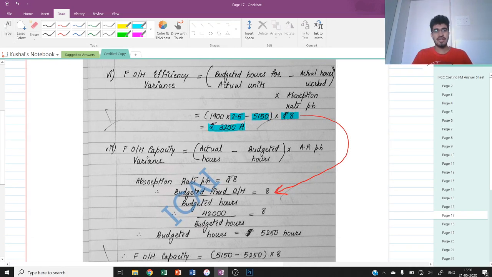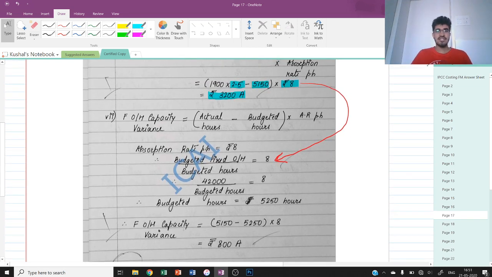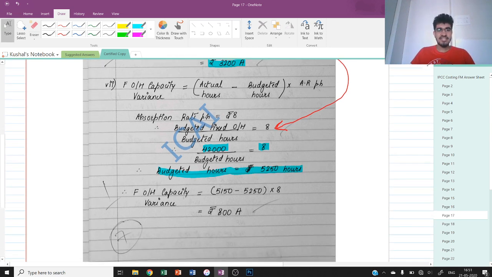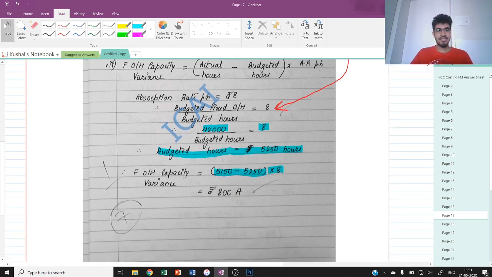And lastly, fixed overhead capacity variance: (actual hours minus budgeted hours) into absorption rate per hour. Okay, absorption rate per hour is given as rupees 8. Absorption rate per hour is what? Budgeted fixed overheads upon budgeted hours. Budgeted fixed overheads are already given in the question as 42,000. We can now compute the budgeted hours by dividing 42,000 by 8, and the budgeted hours now come to 5,250 hours. Therefore, the fixed overhead capacity variance is what? Actual hours, which is given in the question as 5150, minus the budgeted hours, which we have now computed, that is 5250, into 8, which is nothing but the absorption rate per hour. This is rupees 800 adverse.